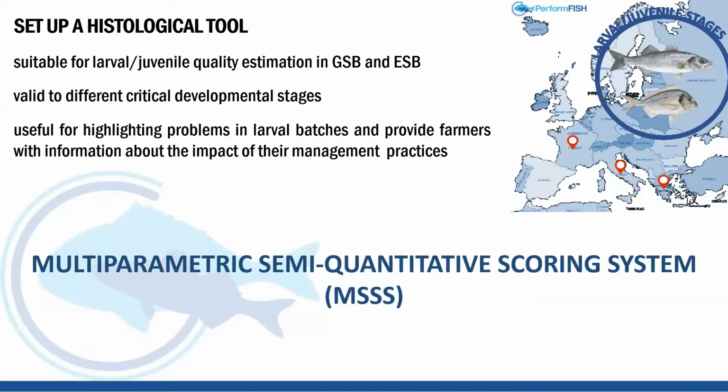The tool we have developed is named the Multi-Parametric Semi-Quantitative Scoring System. The name helps to understand its basic features. It is multi-parametric because it involves an evaluation of more than one descriptor. And it is semi-quantitative because it consists of scoring each descriptor. Nearly 3,000 larvae and juveniles of gilthead sea bream and sea bass from 3 major European hatcheries were observed for scoring. And now let's look at them in detail.